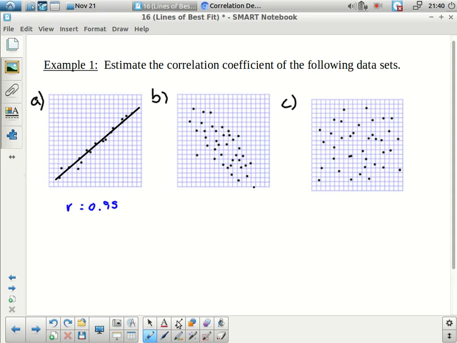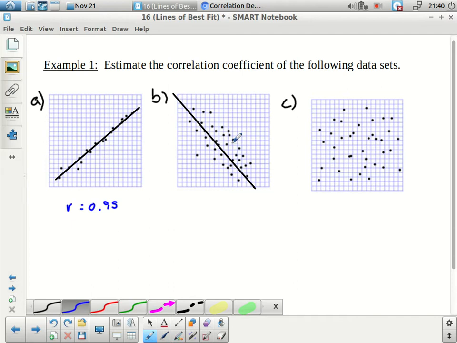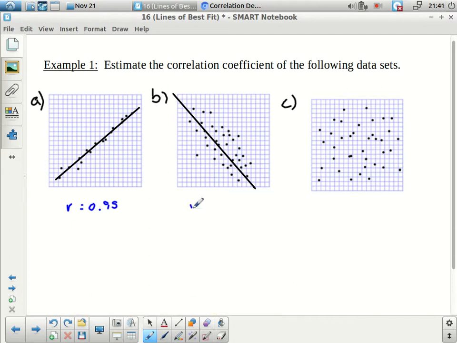For the second one, this is a downward trend, and the points are fairly scattered from the line. Because it's down, your value of R has to be negative. So maybe negative 0.6. Not the greatest. And for the last one, hopefully you'll agree that this one should be 0.